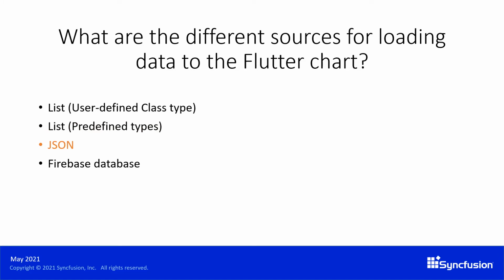Then I will show how to bind the local JSON data to the chart. JSON is a commonly used data format, and most large data sets like historical data, financial data, day-to-day stock price details, etc. will be maintained as JSON data. Finally, I will demonstrate how to bind the JSON data stored in the Firebase database to the chart. Google's Firebase database is a cloud-hosted database in which the data is stored as a JSON.